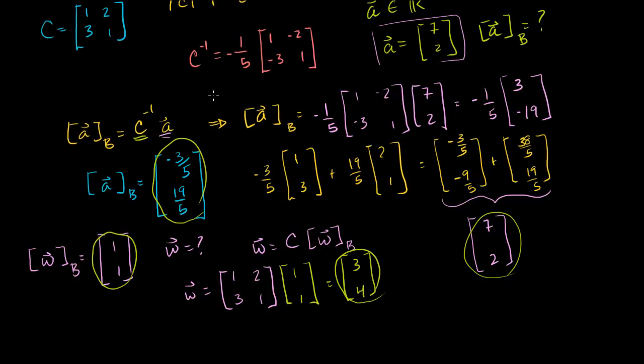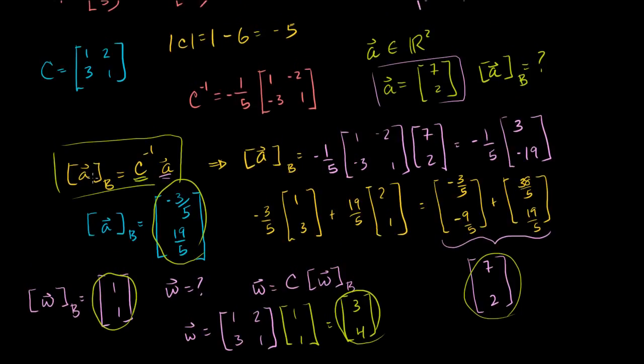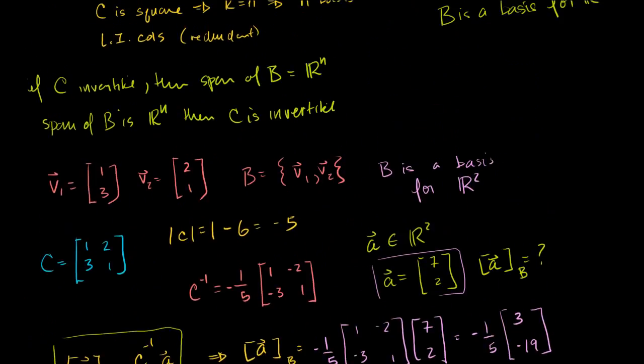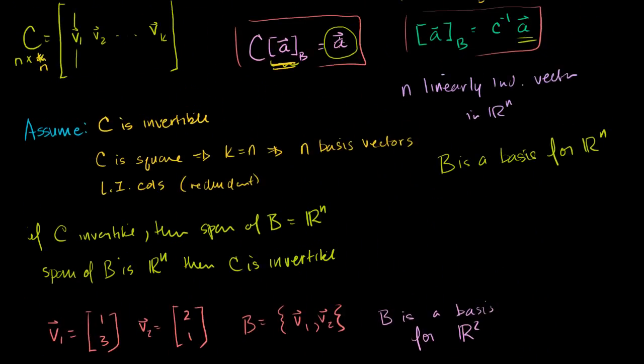And you can do that just simply by either using this information or just saying, oh, the coordinates with respect to the basis equal to C inverse times A are the inverse of our change of basis matrix times A, or saying our coordinates with respect to the standard basis is just equal to the change of basis matrix times the coordinates with respect to the basis.